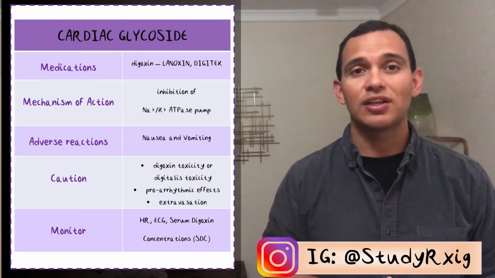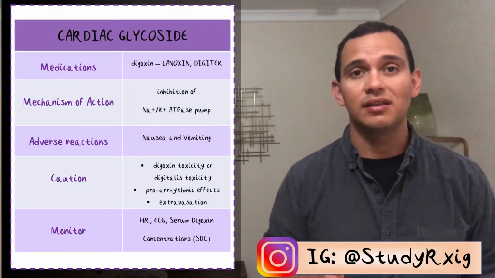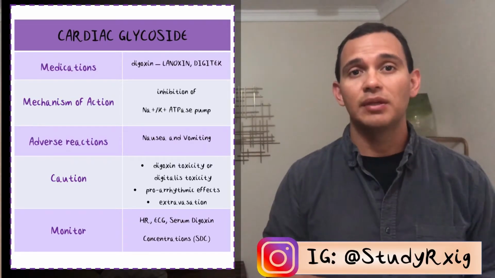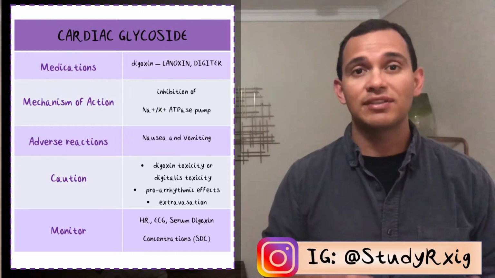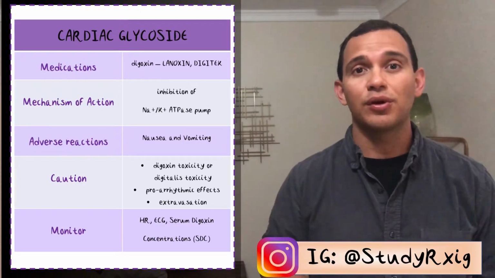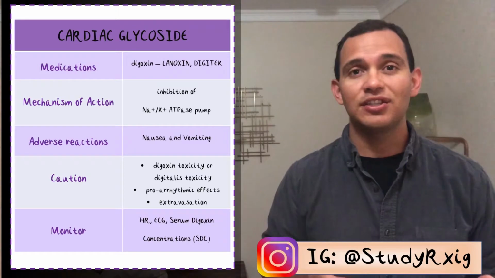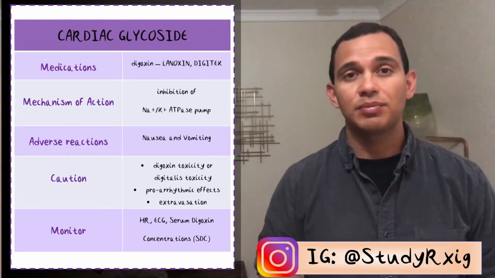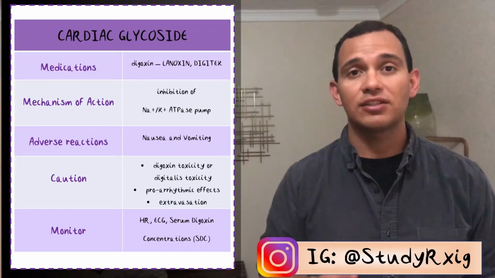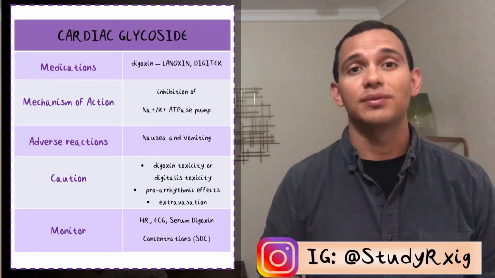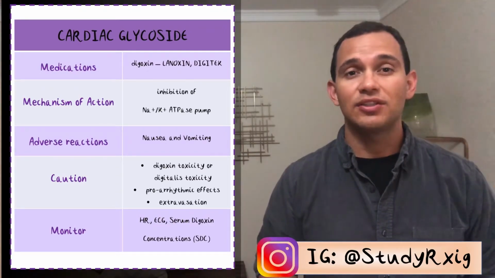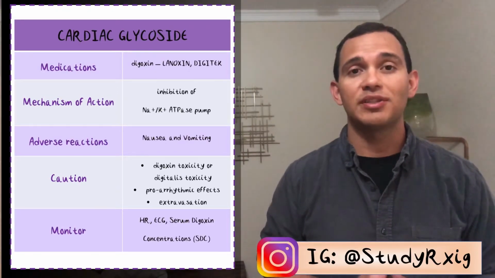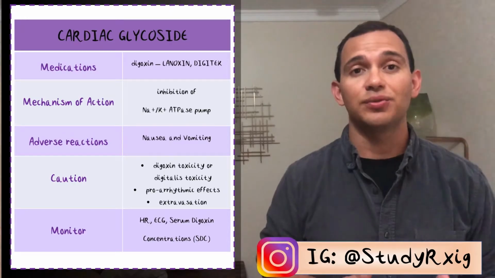Some warnings for digoxin will be digoxin toxicity. The other is also that it has proarrhythmic effects, and this is more common via IV administration. Extravasation is another warning for the inpatient setting. Extravasation is when there is leakage of digoxin or medication intravenously, which potentially can damage the extravascular tissue around the site of infusion. This can cause serious injury such as tissue necrosis. Necrosis is a form of cell injury that can cause premature cell death of healthy tissue.